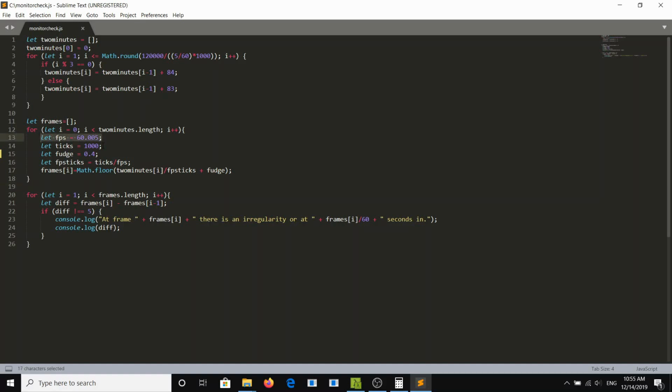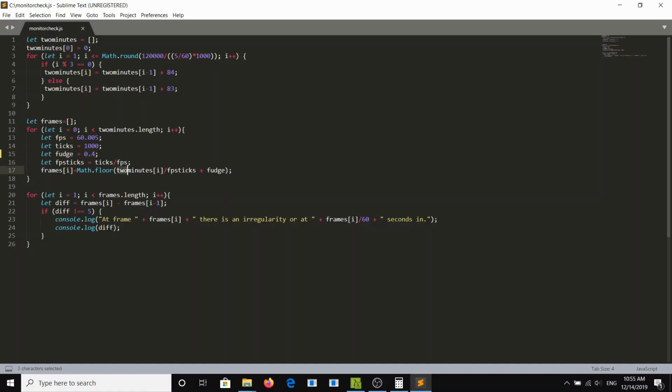And this is just the FPS you get from monitor check. And the tick value, this is just set to 1000 because there's 1000 milliseconds in 1 second. And now we have the most mysterious value, and this is what I call the fudge. And the reason I call it the fudge is that we're not really sure what this number does. We found it in the game's code, and we can only guess that this number is just used to fudge the value ever so slightly before the milliseconds get converted into frames.